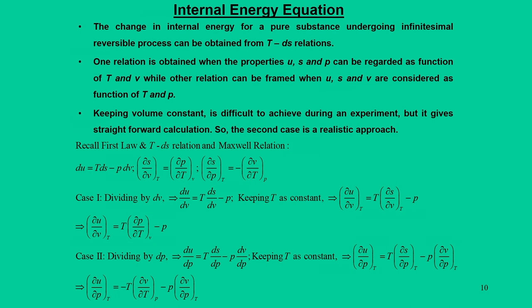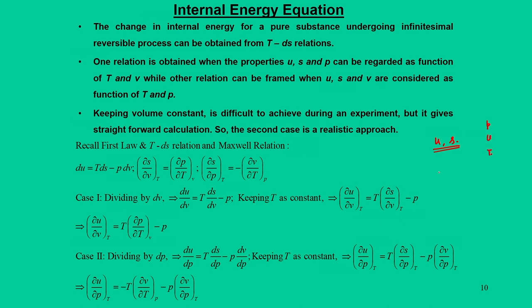Now we will go deeper to find the internal energy equations that are frequently used. And why do we require these internal energy equations? Because when the properties U, S and p, that is internal energy, entropy and pressure, are regarded as functions of temperature and volume, then one relation we can frame, because here the pressure is considered as a dependent parameter. The other way of looking at it is internal energy, entropy and specific volume, instead of pressure, as functions of temperature and pressure. Basically, U and S are the important properties that need to be evaluated, along with parameters like pressure, volume and temperature.